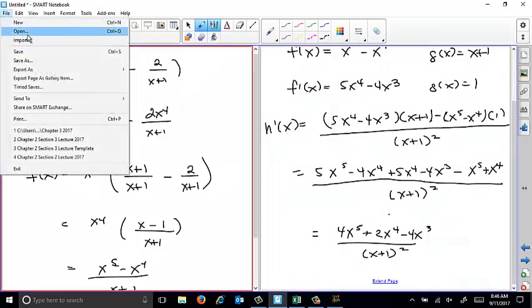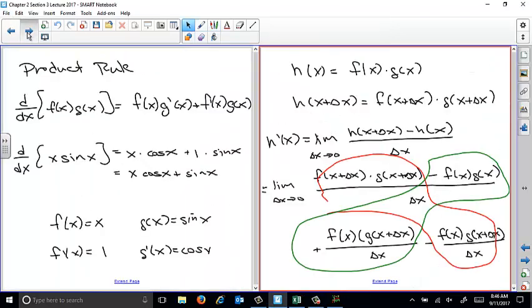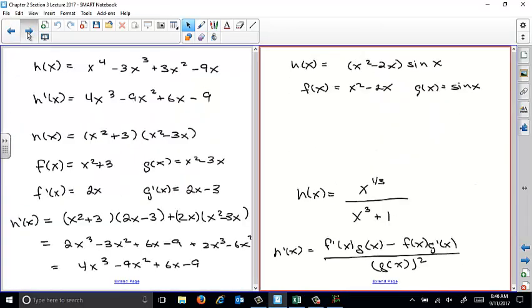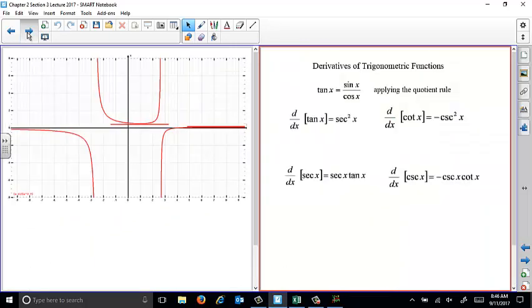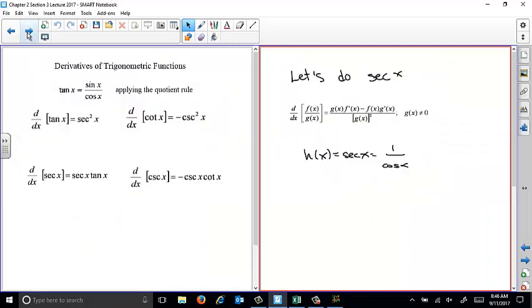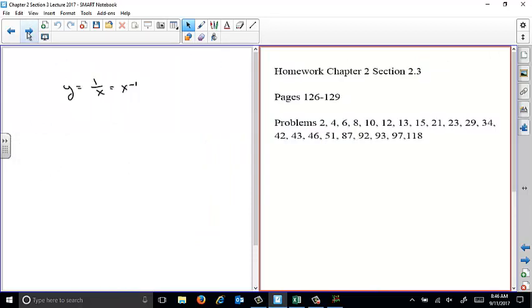Okay, so let's, oh yeah, I'll talk about higher derivatives. Product rule, quotient rule, tangent lines, trigonometry. Oh, yeah, we do have to talk about a few more things, but I'm going to go ahead and assign the homework anyway. So yeah, there's a lot of problems.